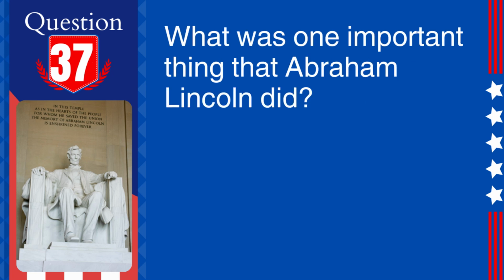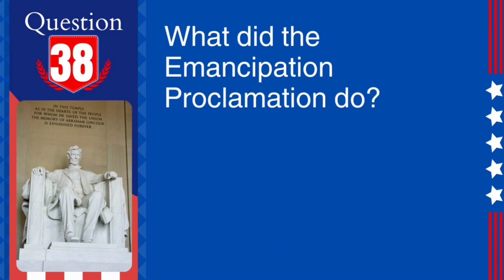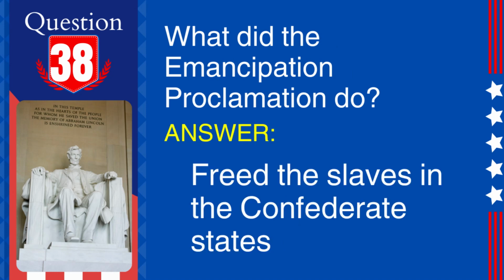37. Question. What was one important thing that Abraham Lincoln did? Answer: issued the Emancipation Proclamation. Explanation: as president during the Civil War, Abraham Lincoln issued the Emancipation Proclamation in 1863, declaring the freedom of all slaves in Confederate-held territory. 38. Question. What did the Emancipation Proclamation do? Answer: freed the slaves in the Confederate States. Explanation: the Emancipation Proclamation, issued by President Lincoln, declared that all slaves in Confederate states were to be set free.